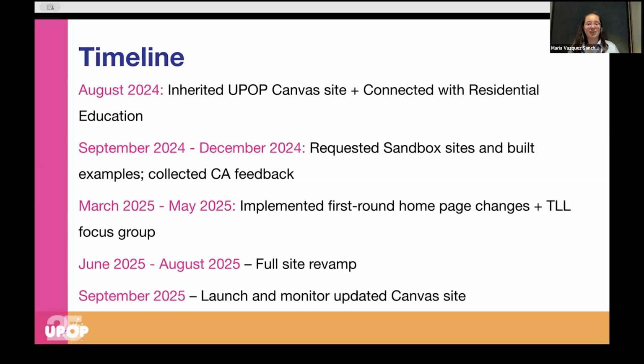And then in March and May, we really didn't work on Canvas that much at all. We just implemented a new homepage, and then there was the TLL focus group. But it was really not until June, July, and August of this year that we were able to dedicate more time, outside of the academic year. Our summers are more focused on strategic planning, so we had a little more time to dedicate to Canvas, and we were able to launch this site for September. So this week, like I mentioned, was our first week of classes, so we were able to launch the site for our students for this semester.